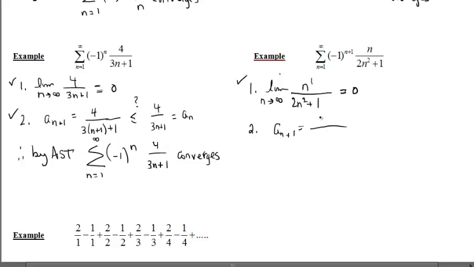Everywhere you see n, replace it with n plus 1. That's just a representation of the n plus 1 term. Okay, are all those terms going to be less than or equal to the original term, or the nth term?